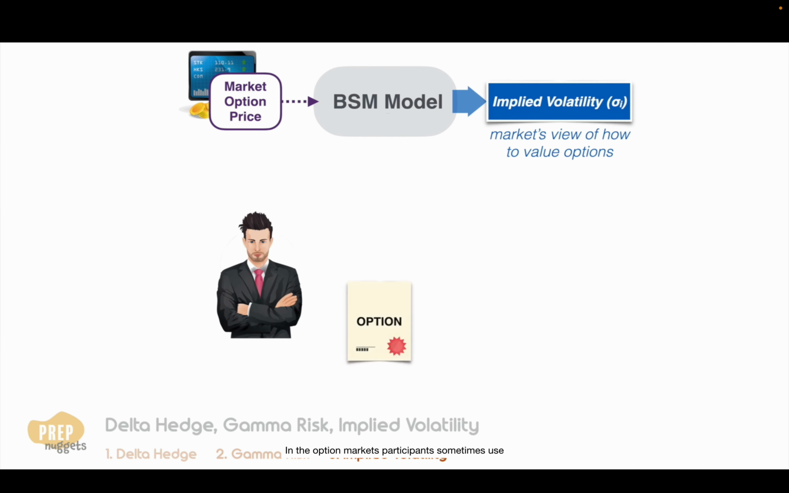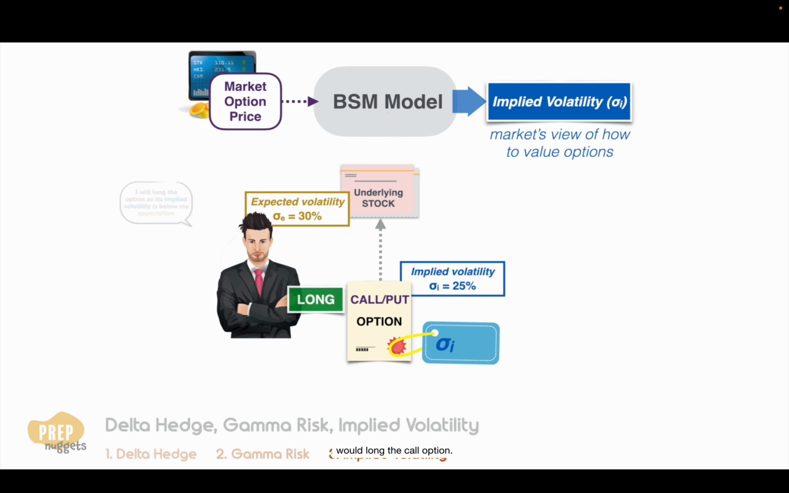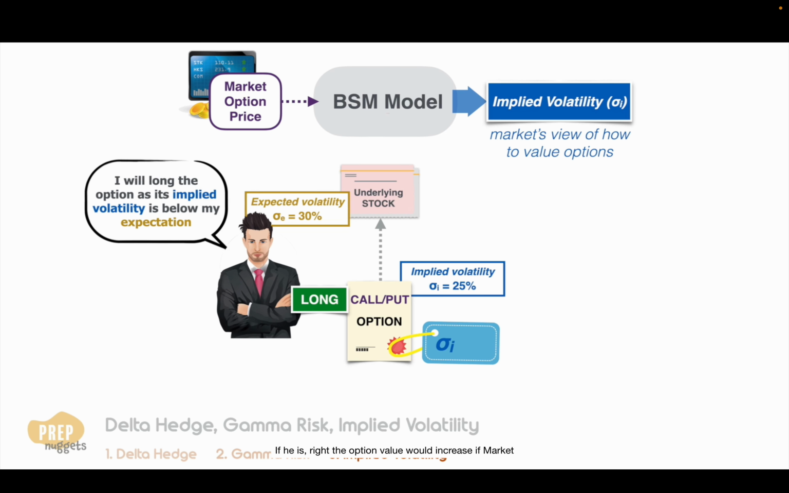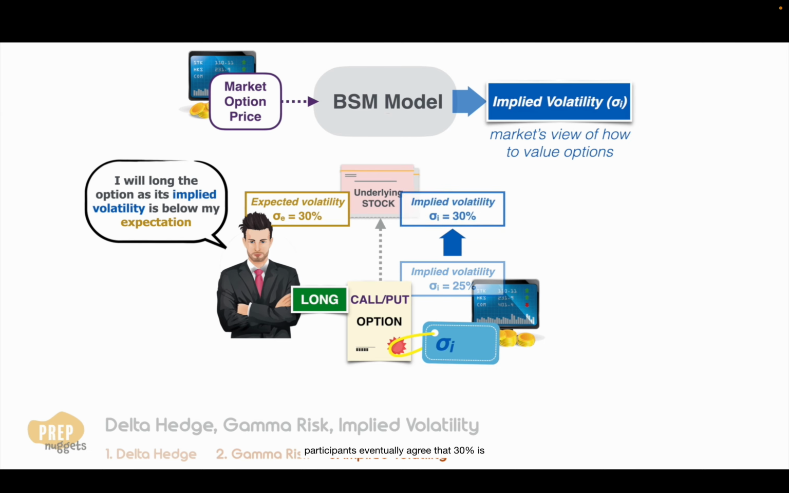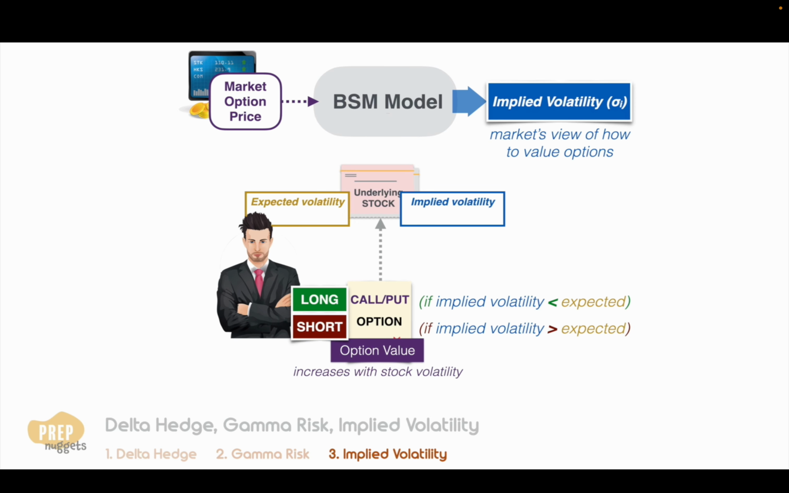In the option markets, participants sometimes use implied volatility as the medium in which to quote options. For example, if a trader believes that the volatility of a stock is 30%, but the implied volatility of its call or put option is just 25%, he would long the call option. If he is right, the option value would increase if market participants eventually agree that 30% is the appropriate implied volatility. In essence, as the value of both call and put options increase with volatility, a trader should long the option if the implied volatility is lower than expected. Conversely, he should short the option if the implied volatility is higher than expected.